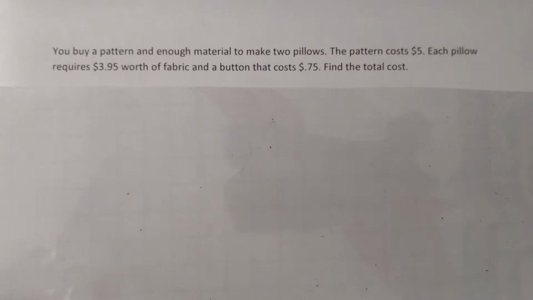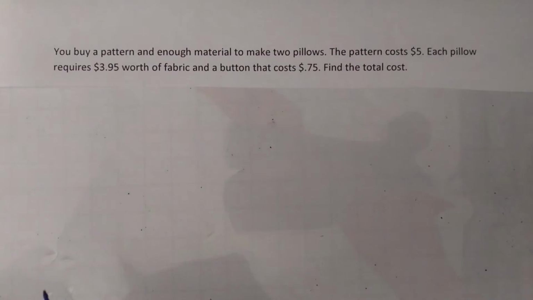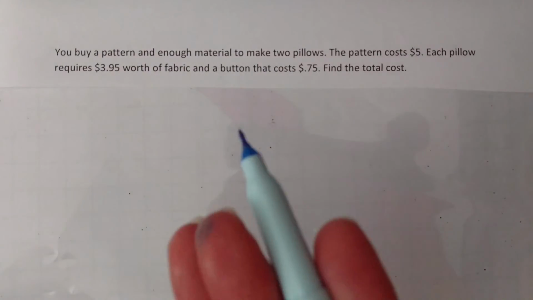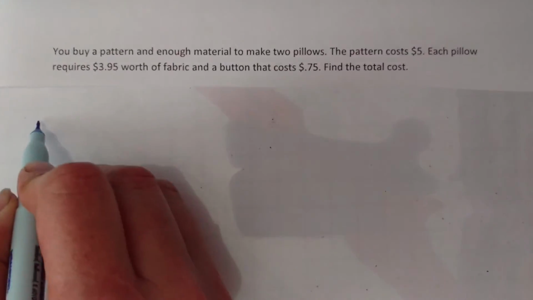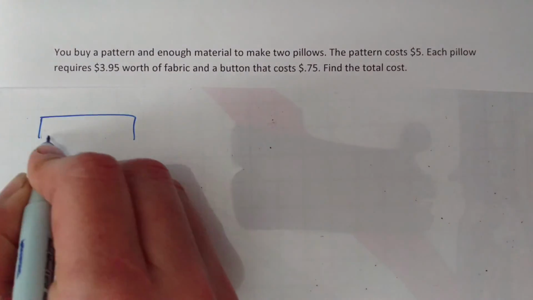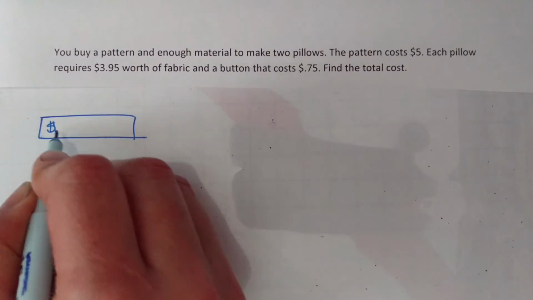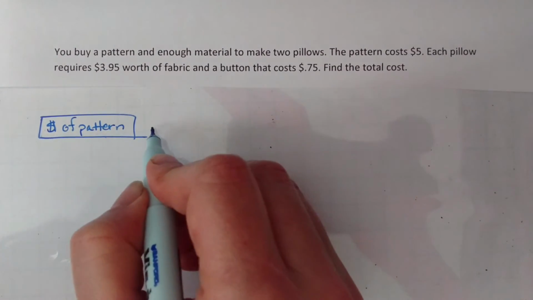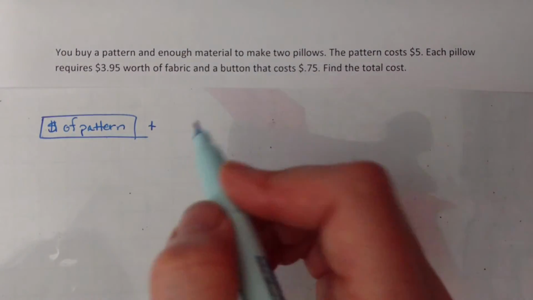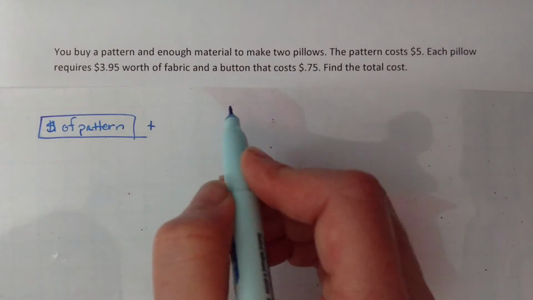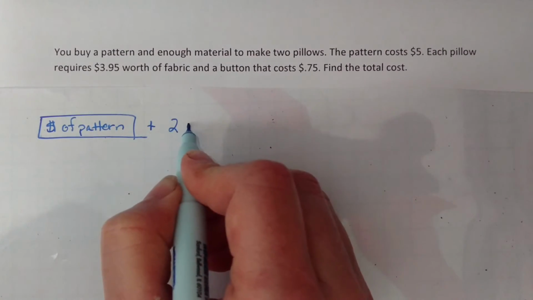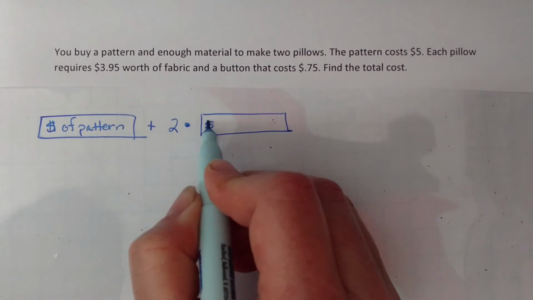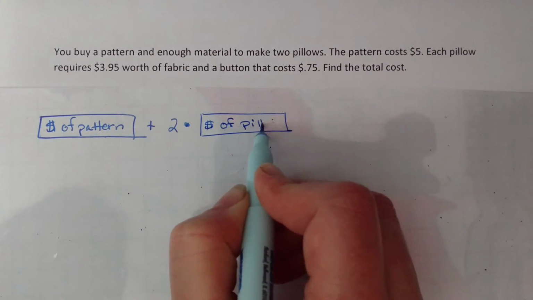Find the total cost. Well, first of all, when I think about this, I know that because I'm going to the store and I'm buying this stuff, these costs are going to add up. So my cost is going to include the cost of the pattern, plus I can either do, I know I'm buying 2 pillows, so I know that I'm going to be taking 2 times whatever the cost of a pillow is. So the cost of pillow.